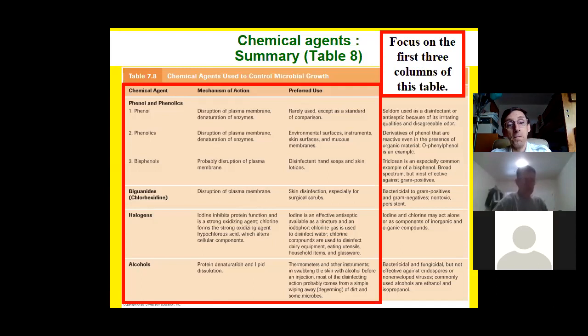Alcohols, they denature proteins, but they also dissolve lipid membranes. They're used to clean thermometers, other instruments. They're used to swab the skin before an injection. Most of the disinfecting from the use of alcohol probably comes from simply wiping away the dirt and some of the microbes. And we call that degerming, where you don't really clean the skin when you're swabbing with alcohol, but you degerm, you reduce the numbers of bacteria to safe levels.